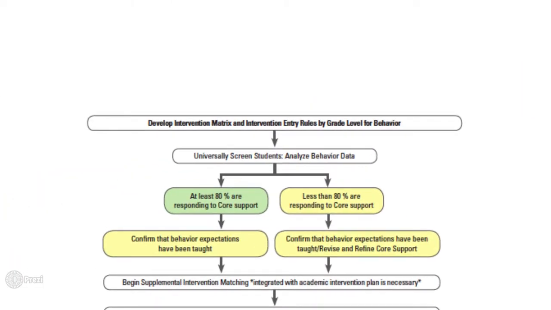And when we examine the results of these, we want to take a look to see if our students are meeting that threshold that we've set, and if 80% of students are meeting that threshold. And if they are, then we want to confirm, again, always that our behavior expectations have been taught. And even if we have less than 80% of students meeting that threshold, we want to confirm behavior expectations have been taught and also defined in our classrooms. But at that point, we'd also want to revise and refine our core support as we start matching students with supplemental interventions.